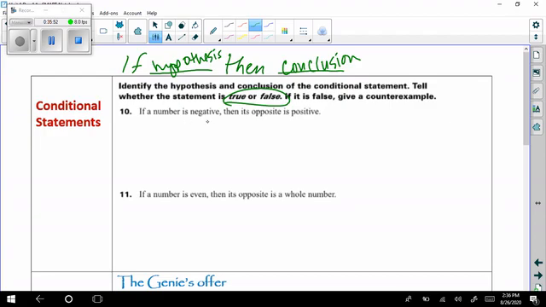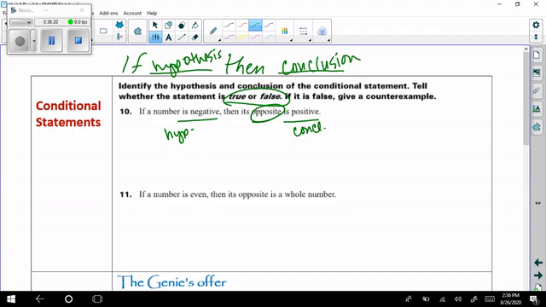So if a number is negative, then its opposite is positive. Okay, so we're looking at the word opposite here. So identify the hypothesis and the conclusion. Write those out. So I would write, this is the hypothesis, and this is the conclusion. And if it's negative, the opposite of a negative is positive. Tell me whether it's true or false.